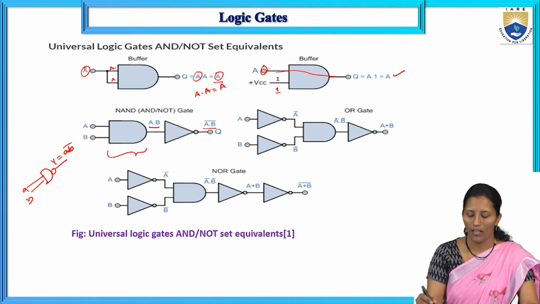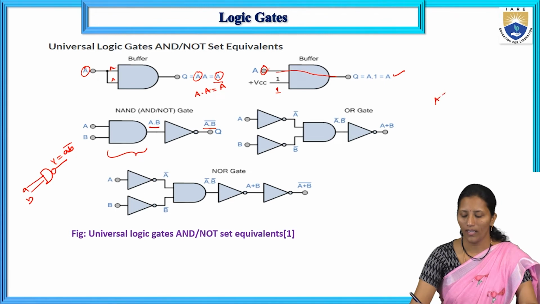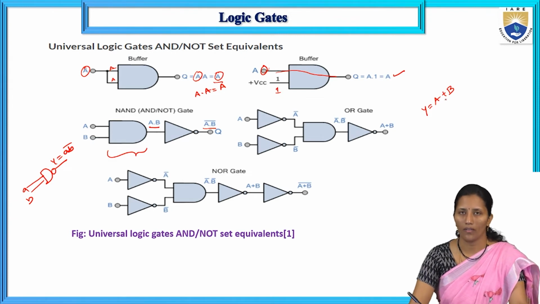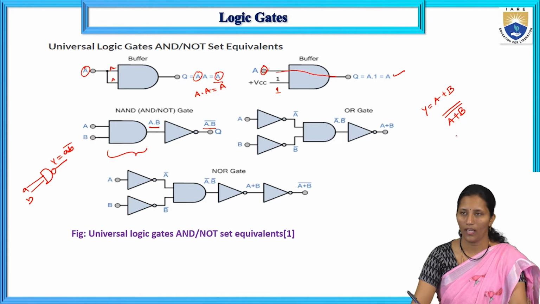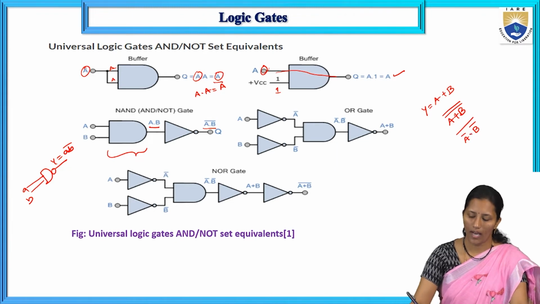Now the OR gate. OR gate is A plus B. So the final output y is equal to A plus B. Here we have to use only AND and NOT, but we have the OR function, so for that we have to use De Morgan's law. So A bar B bar whole bar I am applying here. We can write this as A bar into B bar, whole bar. So here we have only AND and NOT gate functions.